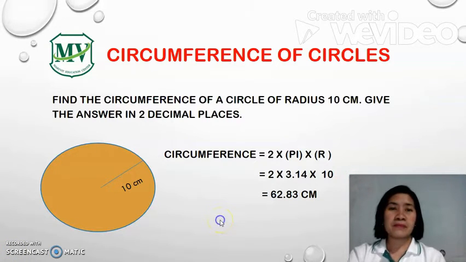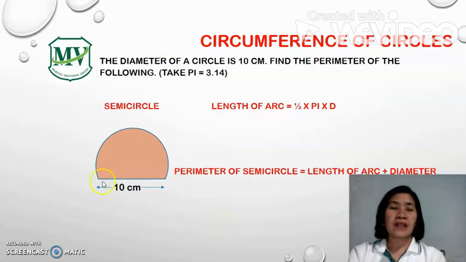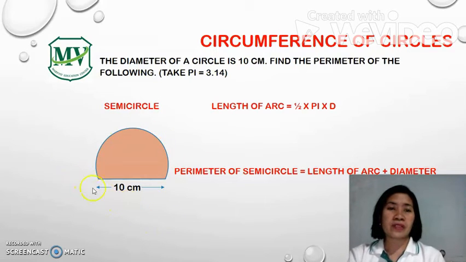Next problem. The diameter of a circle is 10 centimeters. Find the perimeter of the following. Take pi equals 3.14. The figure is a semicircle with a diameter of 10 centimeters. The length of the arc is equal to 1/2 times pi times diameter. Pi is equal to 3.14. Diameter is equal to 10 centimeters.